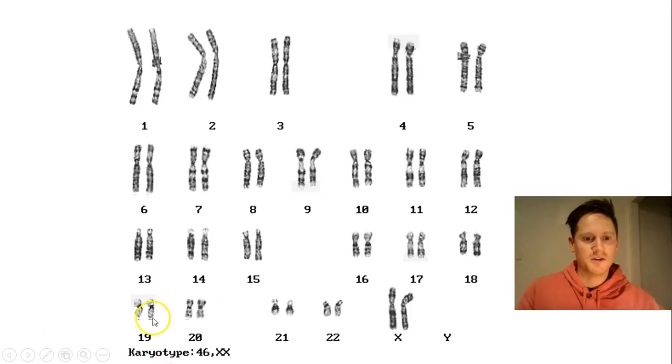Just a zoomed in version of a karyotype of a human. So we can see the 22 autosomes and the X and Y chromosomes here. No Y chromosome in this one, in this case, 2 X chromosomes, so this is a karyotype of a female.